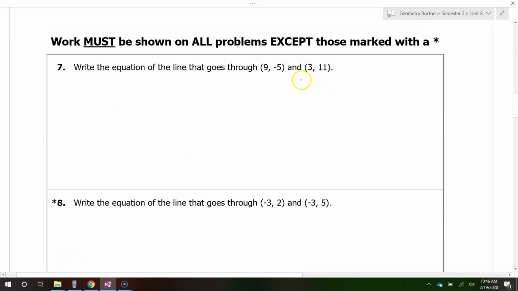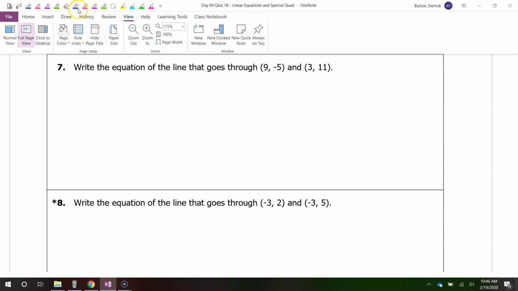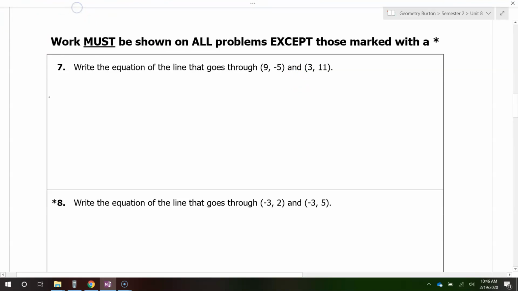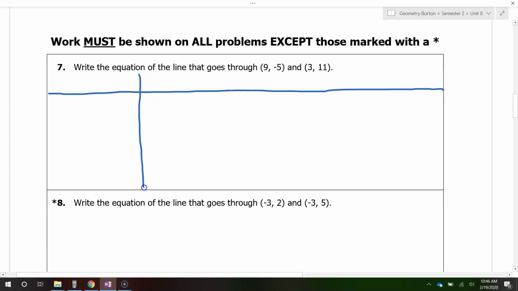All right, so now it starts to get a little bit more complicated. So I am going to actually employ a graphic organizer like this. Anytime that I can't just answer the question at a glance, I'm going to use this graphic organizer. In order to find the equation, which is what we're looking for, there are always two things we need to find. We need the slope and we need the y-intercept.